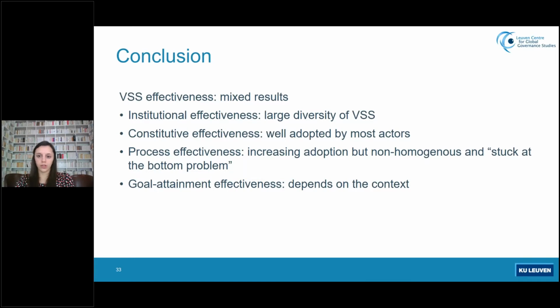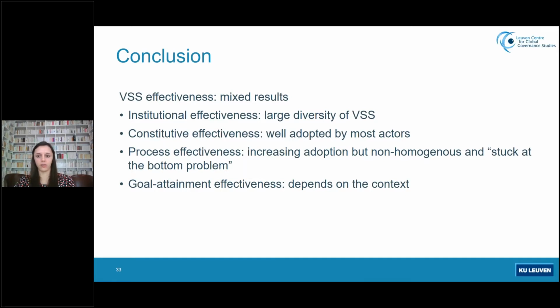So as a conclusion, we see that in terms of effectiveness, VSS are really mixed. First, on institutional effectiveness, we see a large diversity of VSS, and so not all of them are, of course, credible in their institutional design characteristics. On constitutive effectiveness, we also see that VSS are quite well adopted by most actors: firms, governments, VSS themselves, and consumers. Although for consumers, there is still a lot of confusion about VSS.